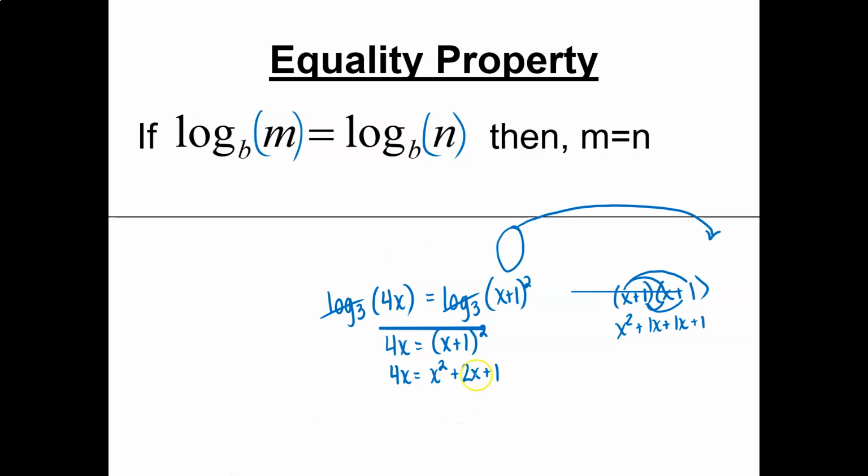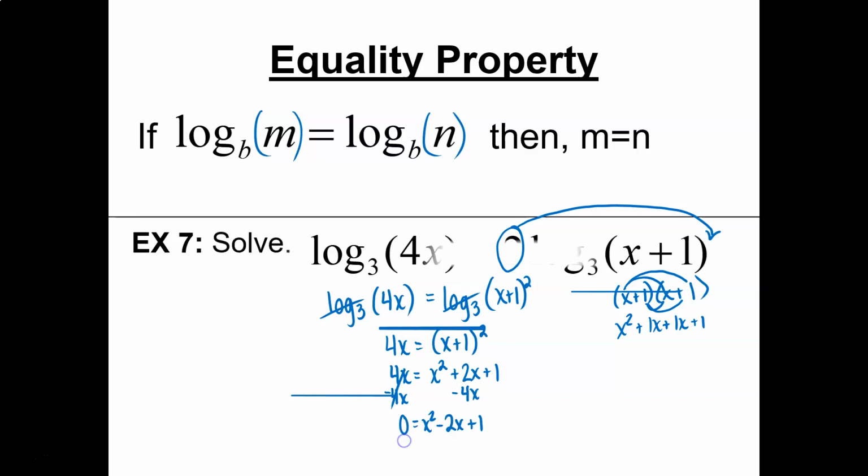So, what do we do now? Okay, so I'm going to subtract this 4x. So 0 equals x squared minus 2x plus 1. All right. What now? If it'll factor, that's going to be the fastest way to do it. If it won't factor, you could always complete the square or use the quadratic formula. Or even if it does factor, you could still use those options. But factoring is going to be fastest here.